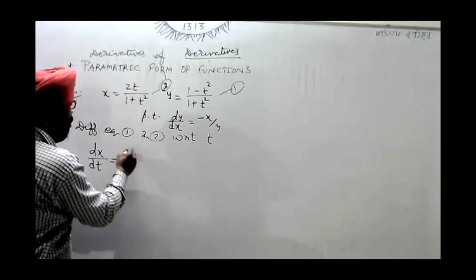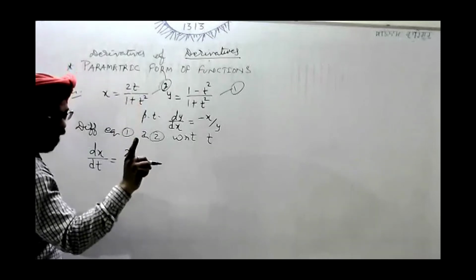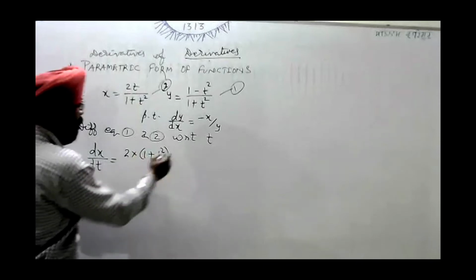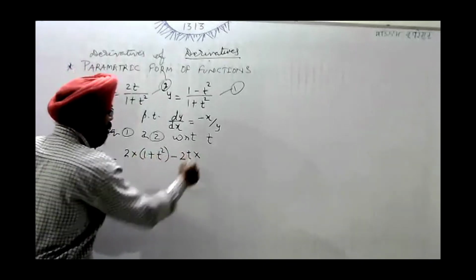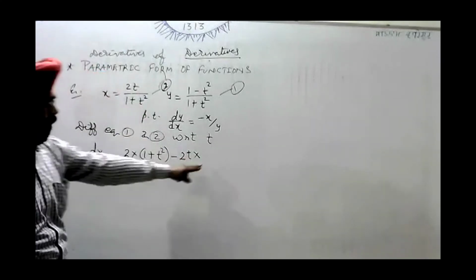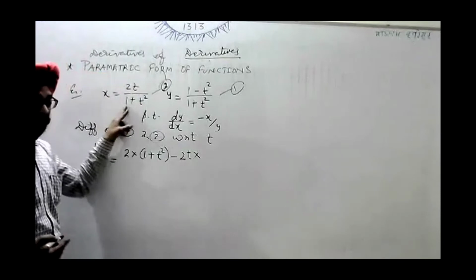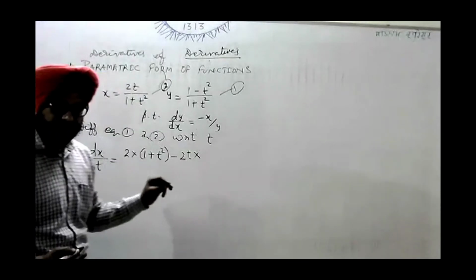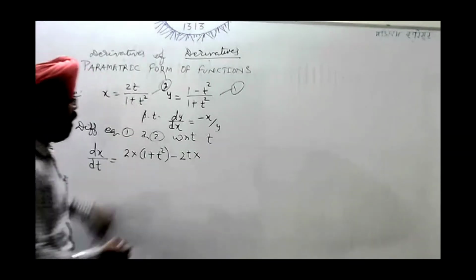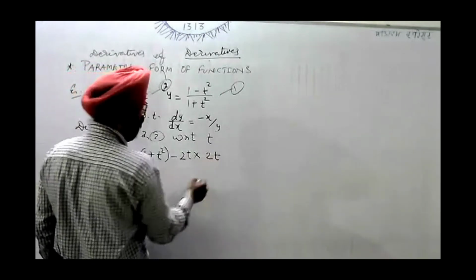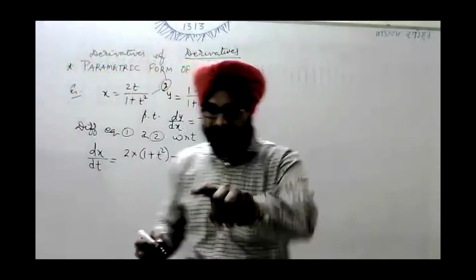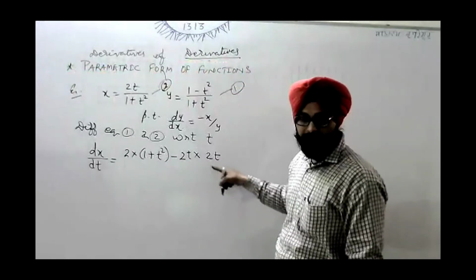This numerator, its differentiation: 2t, differentiation will be 2 because t's differentiation is 1. Denominator in multiplication as it is, minus numerator as it is. Then differentiate this denominator. What is there? This is 1 plus t square. Focus. It is 2 terms. So differentiation of 1 is 0. t square will be 2t. So 0 plus 2t. I will write directly 2t. If you don't understand, in your notes you should write 0 plus 2t.